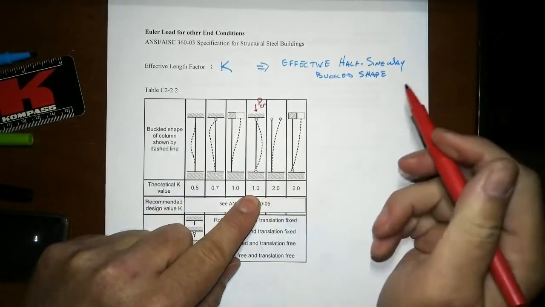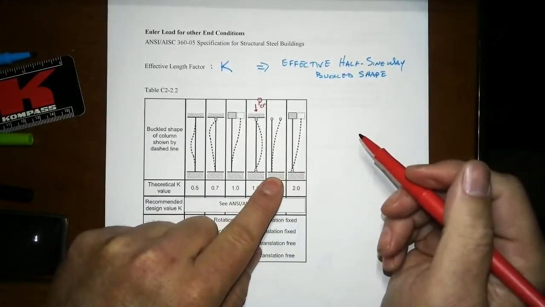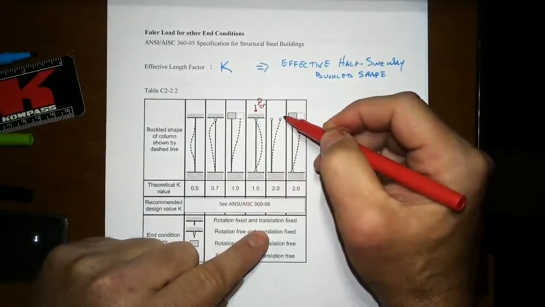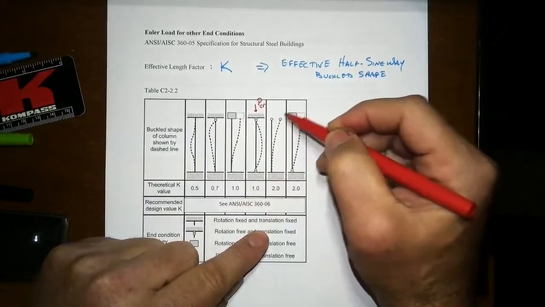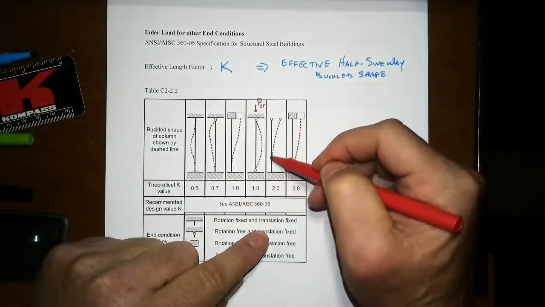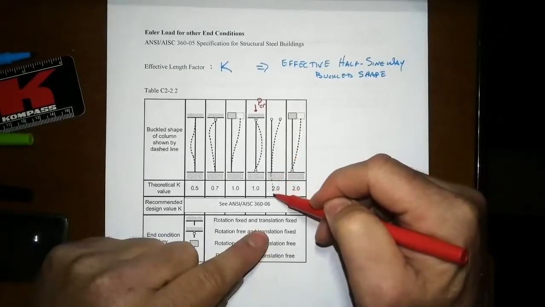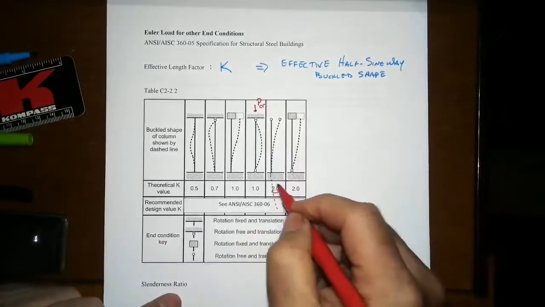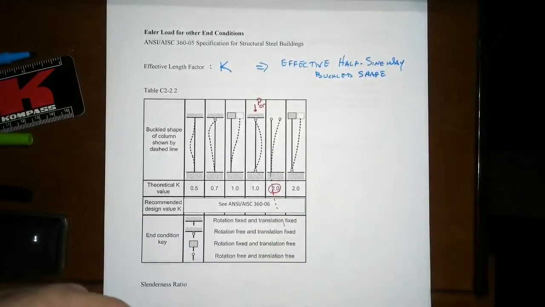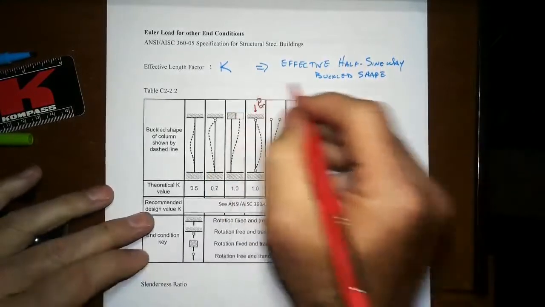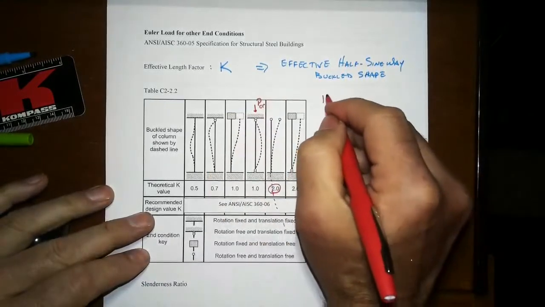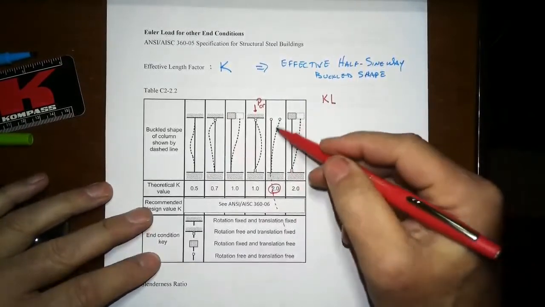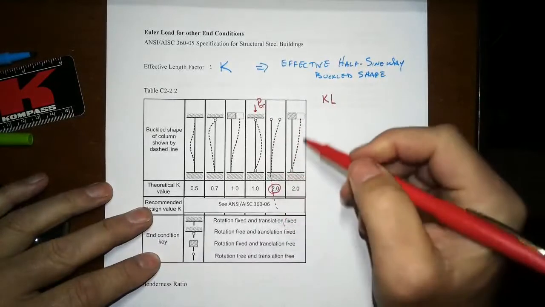Now, go to another case, such as what you see here in the one right next door to it. So it's fixed at the bottom. It is pinned at the top, but with the potential that the top of the column can move left or right. And what you see here is a quarter sine wave, and the rest of that half sine wave would be just a reflection of this one. So it would be twice as long, and that's why that K value is 2. So this effective length factor turns into an effective length with K times L.